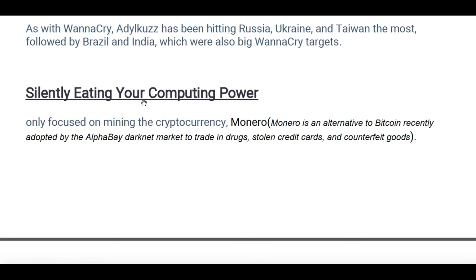Because this attack shuts down SMB, that is Server Message Block networking, to prevent further infections with other malware, including the WannaCry worm, via that same vulnerability. Like WannaCry, Adylkuzz has been hitting Russia, Ukraine, Taiwan, followed by Brazil and India. Remember, it is also infecting computers present in India, which were also big WannaCry targets.